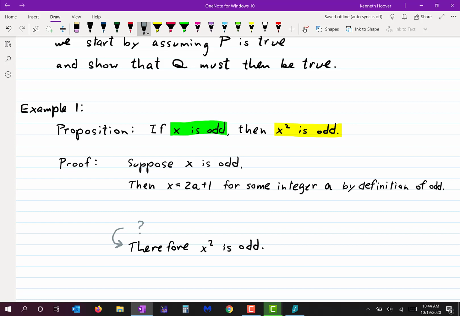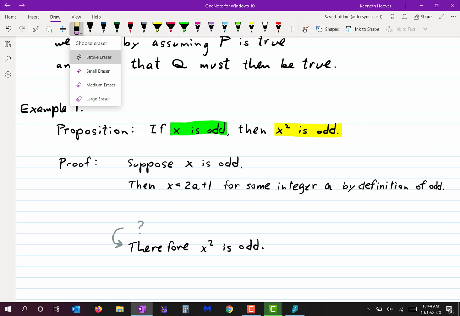Okay, so if I'm going to make the conclusion that x squared is odd, where would that conclusion be coming from? Well, the thing that makes sense is to say, what does it mean to say that x squared is odd? That would mean that x squared equals 2 times an integer plus 1, right? That's what it means to be odd. So if I'm trying to show that x squared is odd, then I must need to show that x squared equals 2 times an integer plus 1.